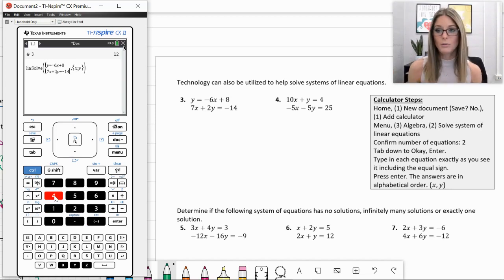Okay, include the equals. Some students forget to put the equals in the last part of the equation. Entire equation, including the equal sign, exactly like you see it, okay? Then, big thing right here, hit enter.